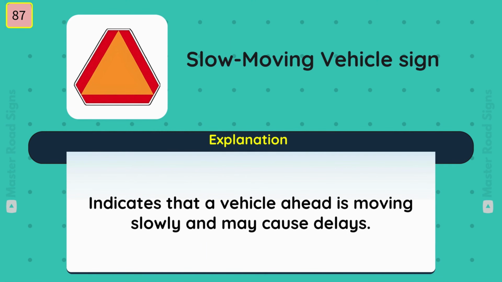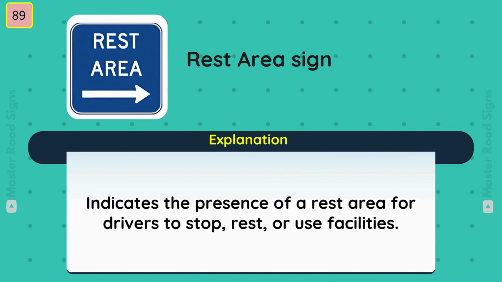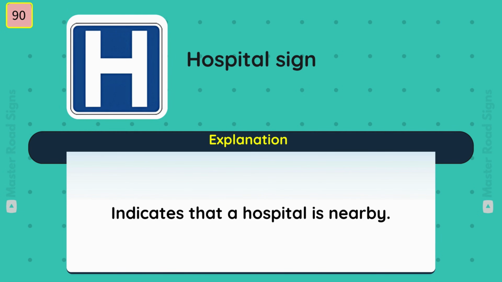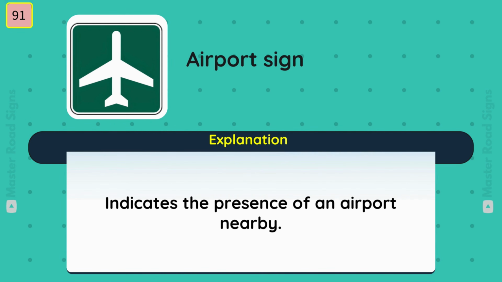Slow-moving vehicle sign indicates that a vehicle ahead is moving slowly and may cause delays. Exit-only sign indicates that the lane is for exit from the highway only. Rest area sign indicates the presence of a rest area for drivers to stop, rest, or use facilities. Hospital sign indicates that a hospital is nearby. Airport sign indicates the presence of an airport nearby.